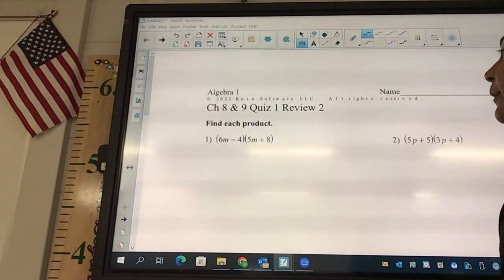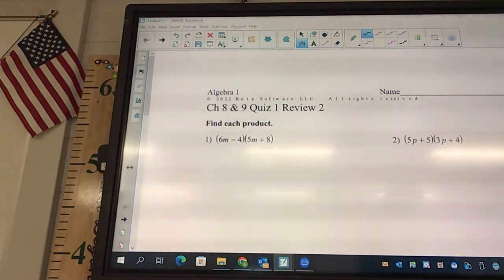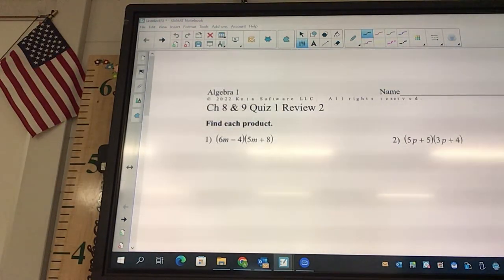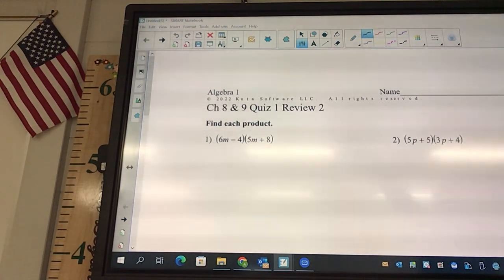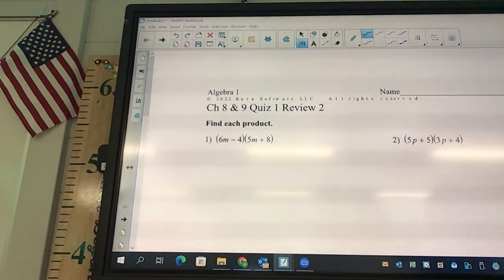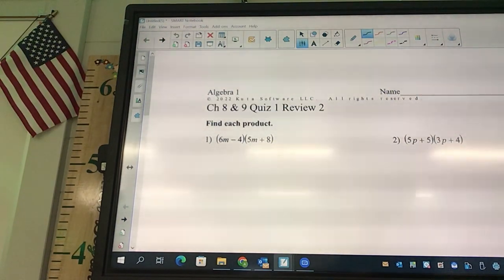Okay, so that means what? There's an acronym for it. What is it? Yeah, FOIL, okay? Let's go with green today.